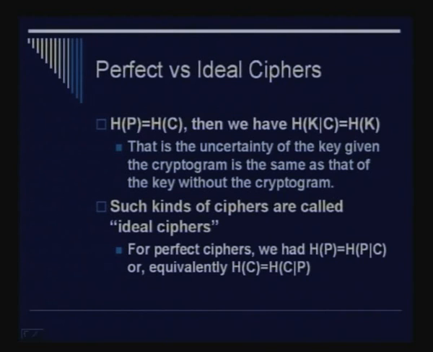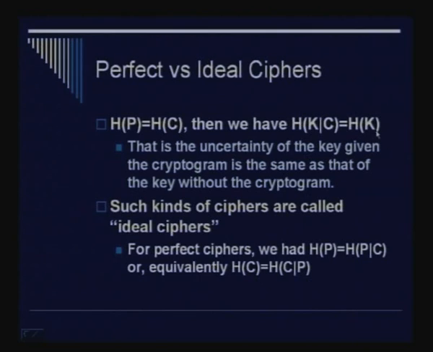So what does it mean? In case of perfect security, we had a different notion, right? But this is actually a deviation from perfect security. What we are saying is that we have ideal security, and such ciphers are called ideal ciphers. For perfect security, we had H(P) equal to H(P|C), or equivalently H(C) equal to H(C|P). But for ideal security, we have H(K|C) equal to H(K).